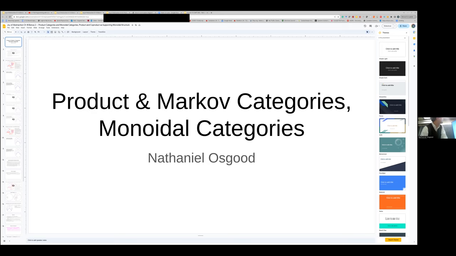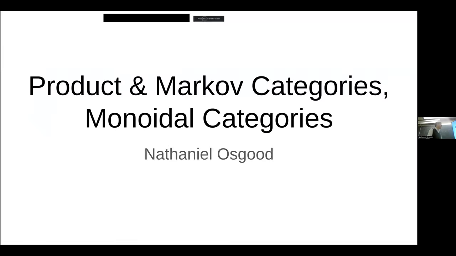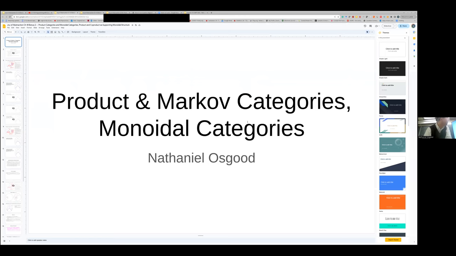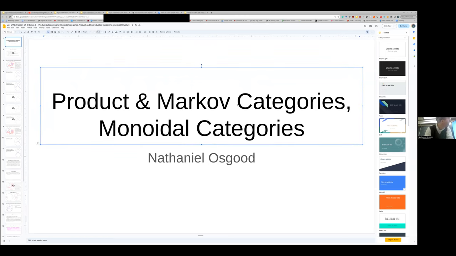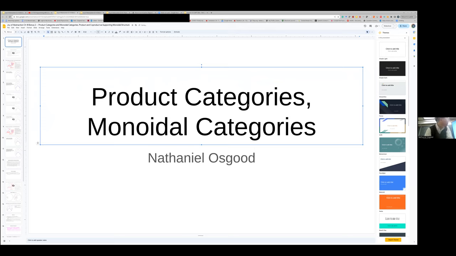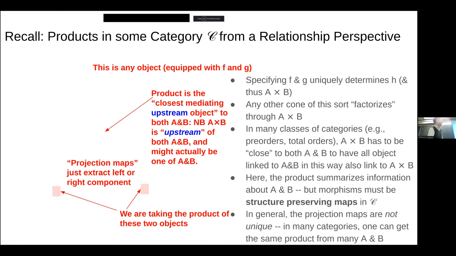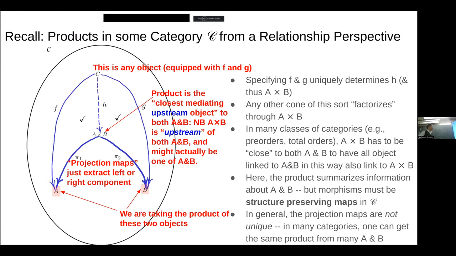So here we will be covering, in a whirlwind way, in a kind of loose way, product categories and monoidal categories. I said Markov categories, right? Not actually covering that. It's product and monoidal categories. I'd love to cover Markov categories, but that would be not true advertising. Markov categories are ultra cool, but they're outside of statistics.